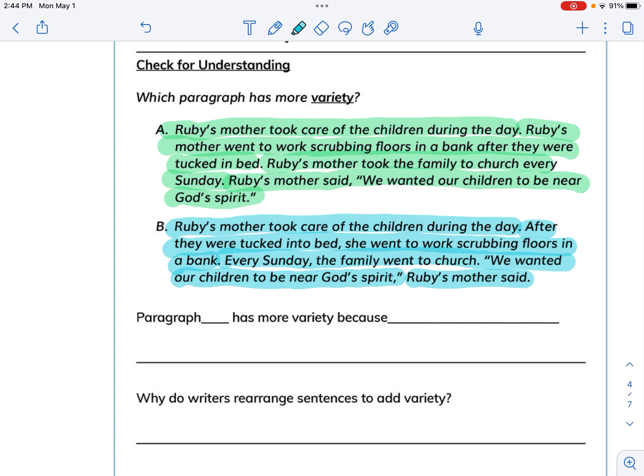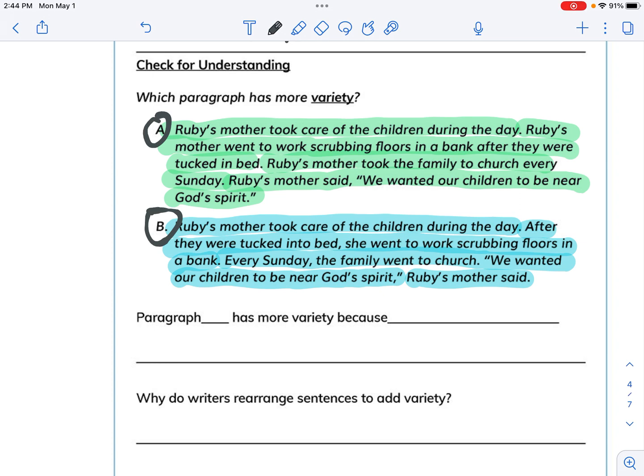So you get to choose. We have paragraph A and we have paragraph B. So you're either going to write paragraph A or you're going to write paragraph B in the blank. And you're going to say it has more variety because. Tell me why you think it has more variety or why it is more interesting to read.